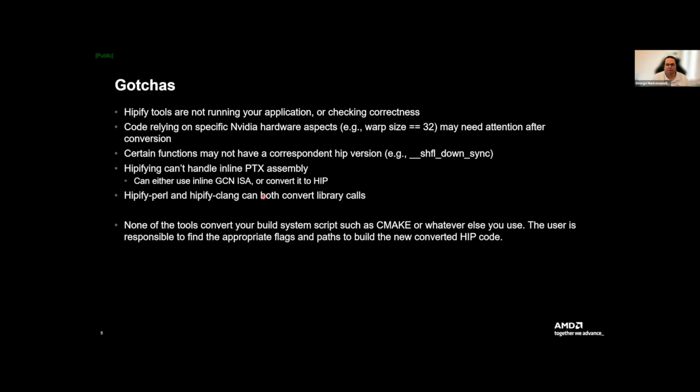hipify-perl and hipify-clang can both convert library calls. What I mean is, if you use cuBLAS in your CUDA code, it will convert it to hipBLAS. All the libraries that are in HIP are automatically supported for you. So for all the calls to libraries, you have nothing to worry about, they will be converted. None of the tools convert your build system, such as CMake or whatever else you use. The user is responsible for finding the appropriate flags and paths to build the newly converted HIP code. This can take some effort depending on your CMake.